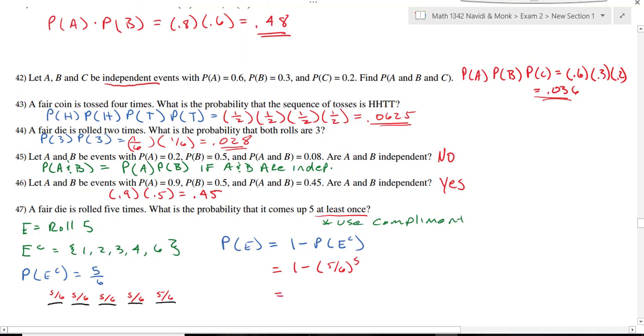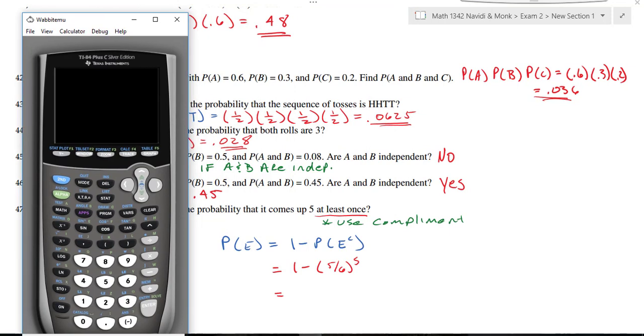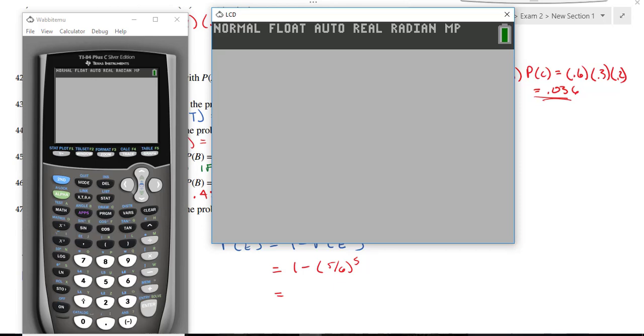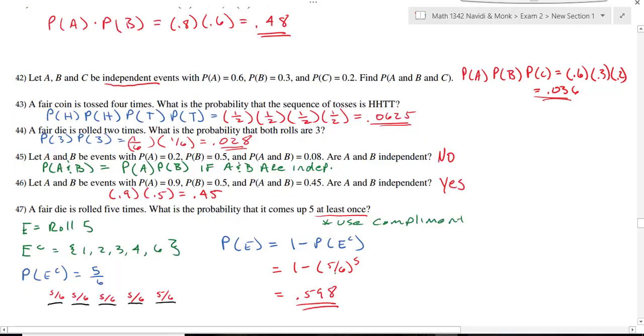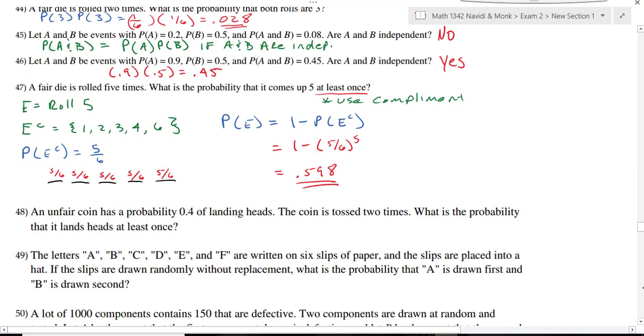So we go to our calculator, and I am going to put this on the video because some people may still be struggling with how to do exponents on their calculator. So to put this in my calculator, I would do 1 minus open parentheses 5 divided by 6, close parentheses, and then hit this caret here up to the 5th power and then hit enter. And I get 0.598. So the probability that a fair die is rolled 5 times and comes up 5 at least once is 0.598.